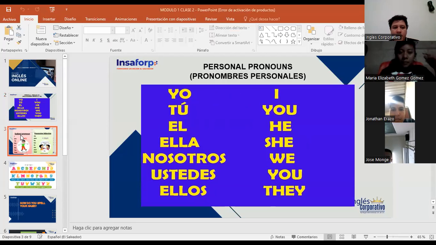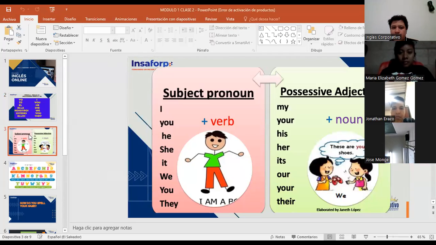And then we have the possessives, right? The possessive adjectives for them. Teníamos que para I, el possessive era my, right? My. Para you, your, okay? His. She, her, right? Her. We, our, okay? Our, como una A, our. Now we have you, your, right? They, their, okay, their.